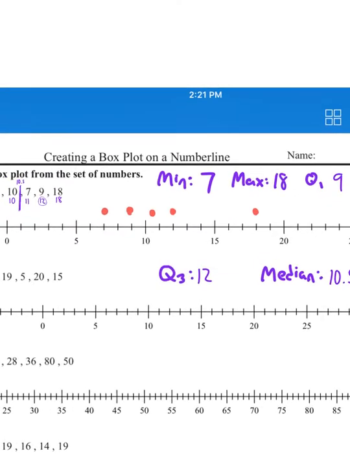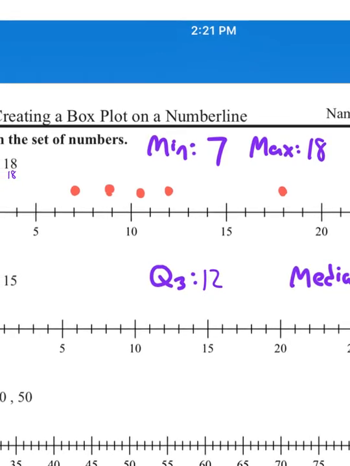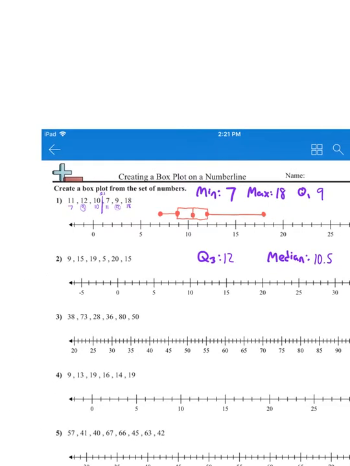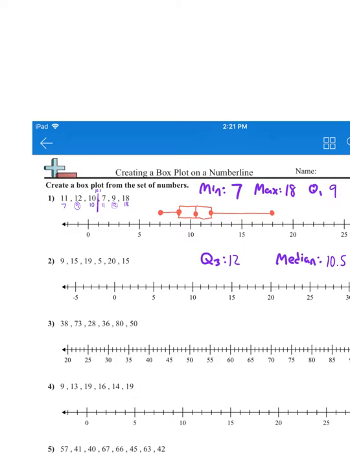Okay, now let me zoom in. All right, last thing. Remember how to make them. The first two dots, you draw a line. The last two dots, you connect with a line. In between the lines, you draw your box. And your median goes right there. So that's what your box plot should look like for number 1. If you had that, great, you're kicking butt.